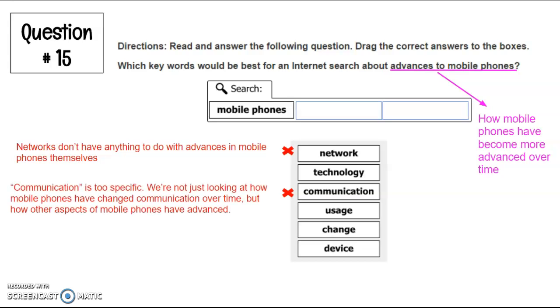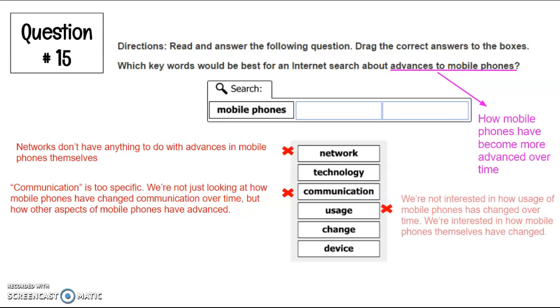Communication is too specific. We're not just looking at how mobile phones have changed communication over time, but how other aspects of mobile phones have advanced. Like with iPhones, a lot of what has advanced isn't really related to communication, but more that we can use them for the internet, we can use them to take really good quality photos, all this other stuff that's not related to communication.